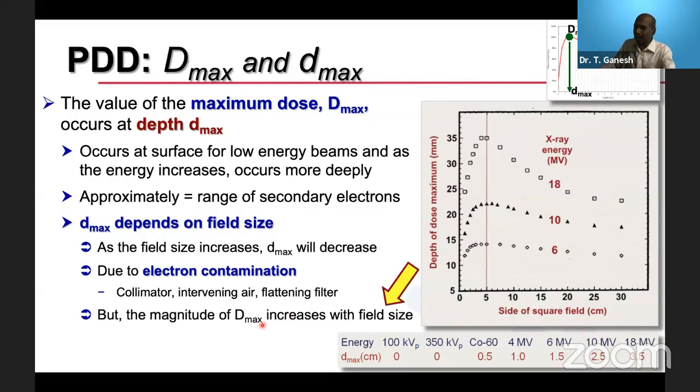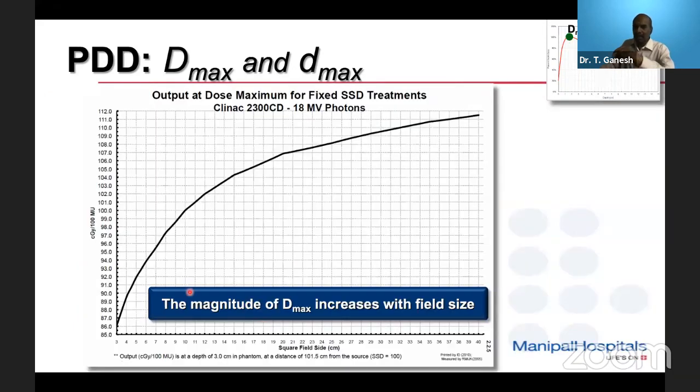The magnitude of the D max will increase with increase in the field size. So that is a different thing. You see here, as the field size increased, from 3 by 3 to 40 by 40, the magnitude of D max will increase with field size. So this is what is called the output factor or output. Output will keep on increasing. Here output means how many centigray per 100 monitor units. For a 10 by 10 field, if you look at this graph, it is 100 centigray per 100 monitor units.